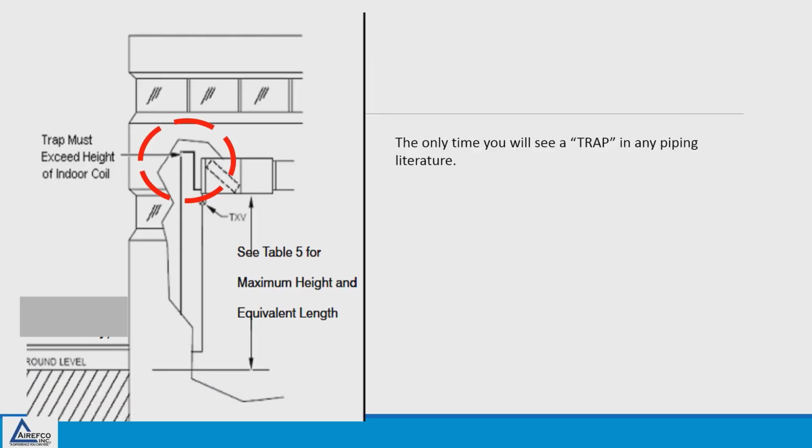This is the only example that you will see in any literature of a trap being used on any of our equipment. This is where the outdoor unit is below the indoor coil, and we recommend an inverted trap where you take the refrigerant piping above the TXV or the metering device and then back down to that metering device and into the coil.